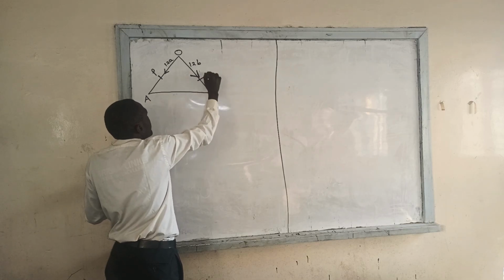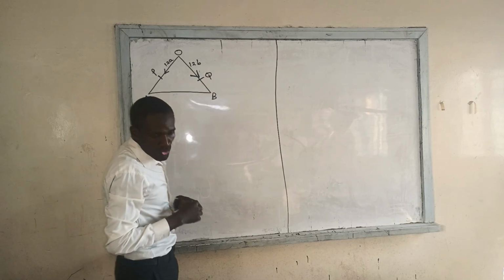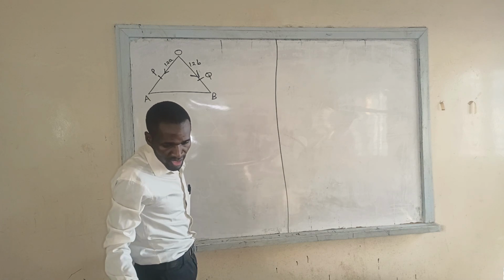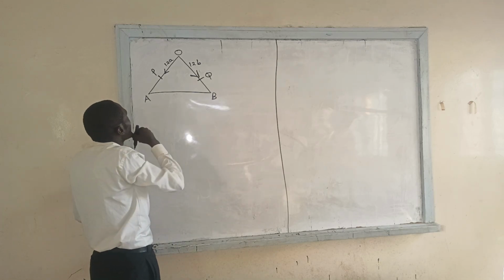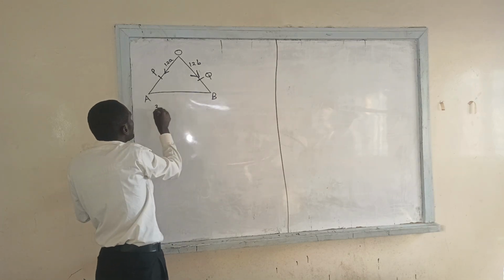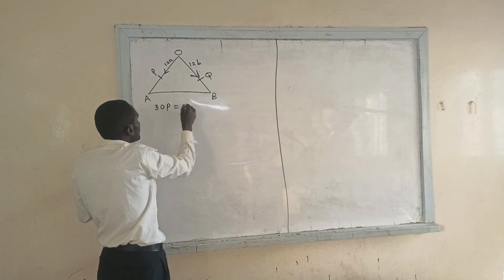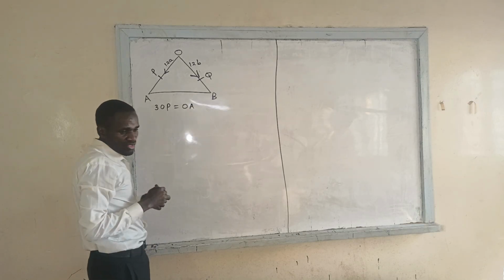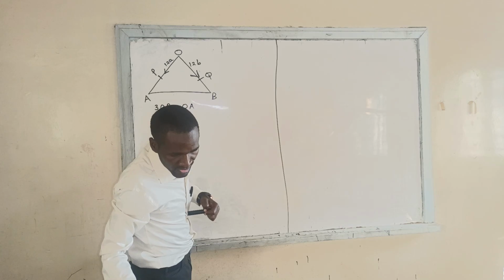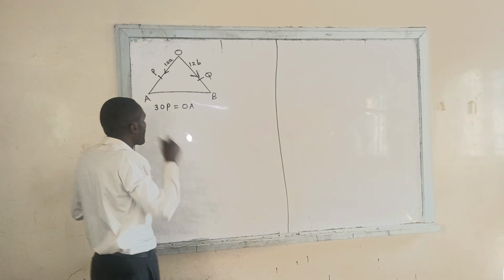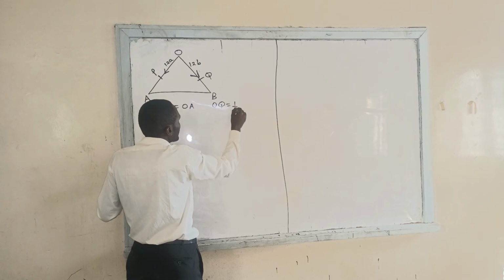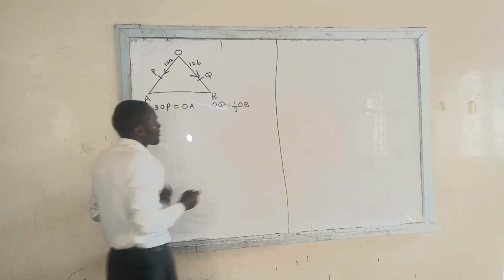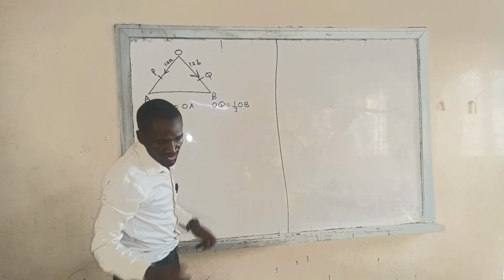So P and Q are points on OA and OB respectively, such that 3OP is OA. Very good. And then OQ is a third OB. We've been told OQ is a third OB. That is the extra information you've been given.